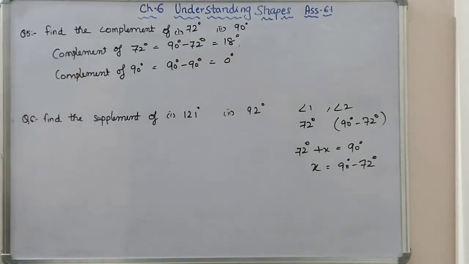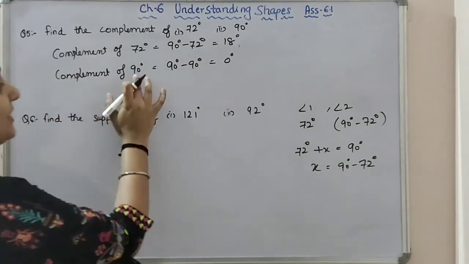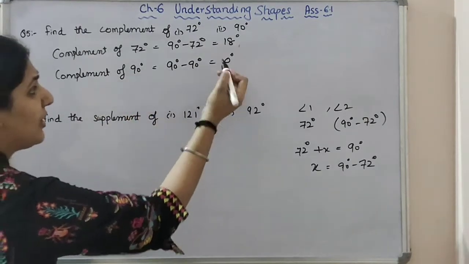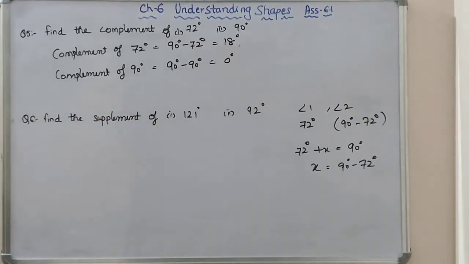आपको पता है दो एंगल्स का सम, कॉम्प्लीमेंटरी एंगल्स का 90 होता है. अगर एक उसमें से 90 है तो डेफिनेटली दूसरा क्या होगा, 0 degree.